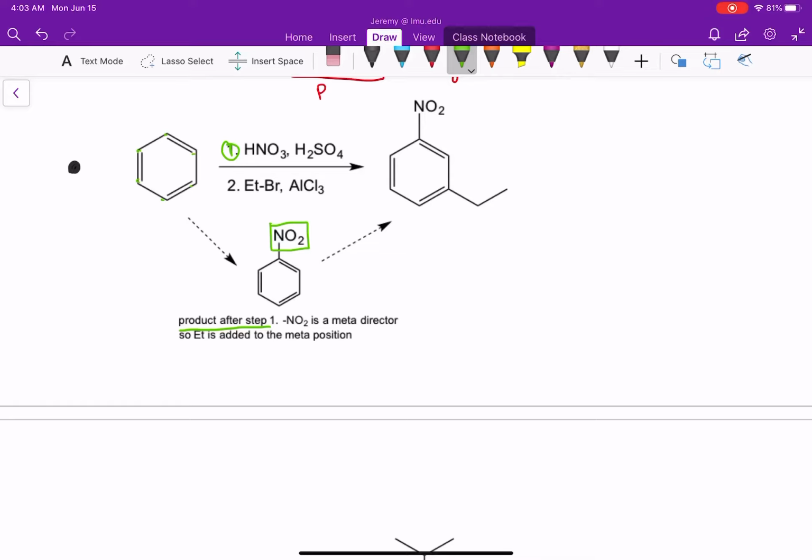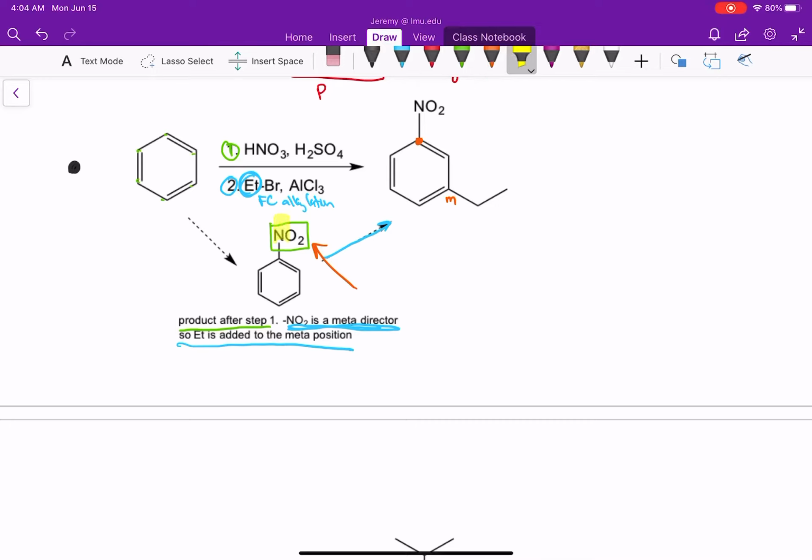Now, what do we need to know for our second reaction? Our second reaction, we need to remember that NO2 is a meta-director. So here we're doing a Friedel-Crafts alkylation, adding an ethyl group. That ethyl will be added to the meta position. So this is the meta position compared to the NO2 because the NO2 is already on it. The NO2 has been added first.